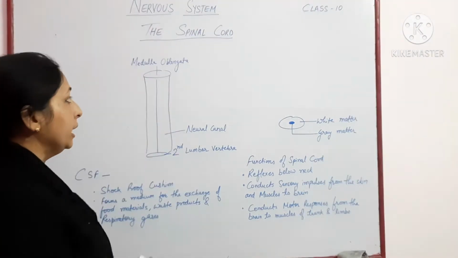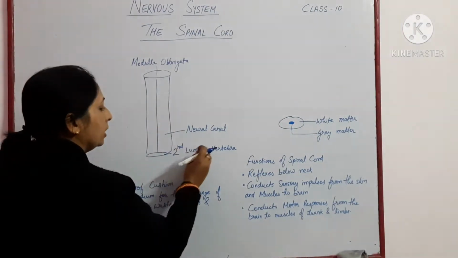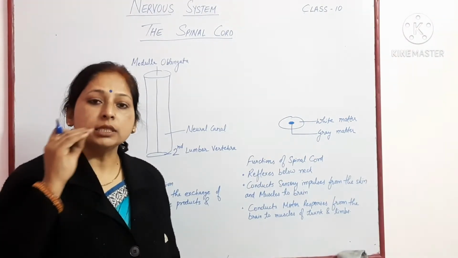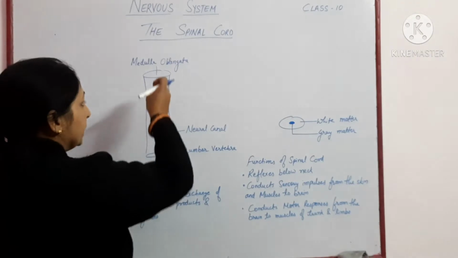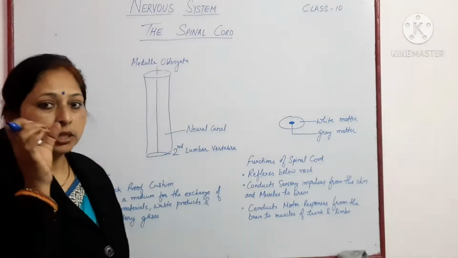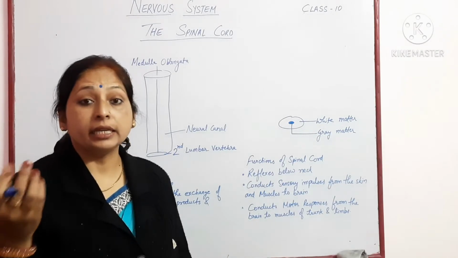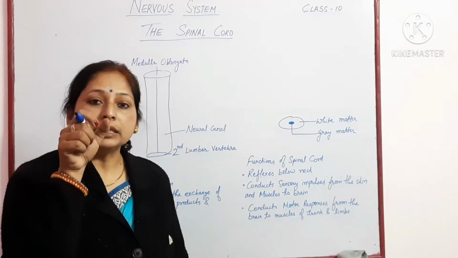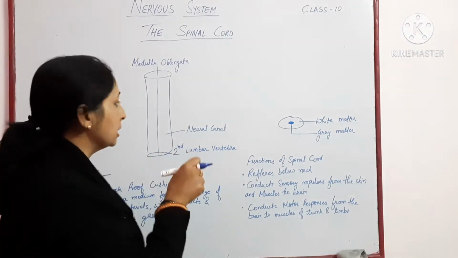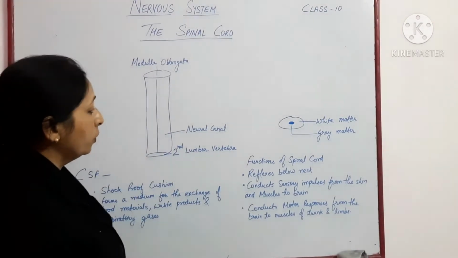The spinal cord originates from the medulla oblongata of the brain to the second lumbar vertebra. It continues through the neural canal. If you remember the structure of vertebra that you have studied in class 9, the neural canal was an empty space in the vertebral column. So through that empty space, the neural canal, it reaches up to the second lumbar vertebra.